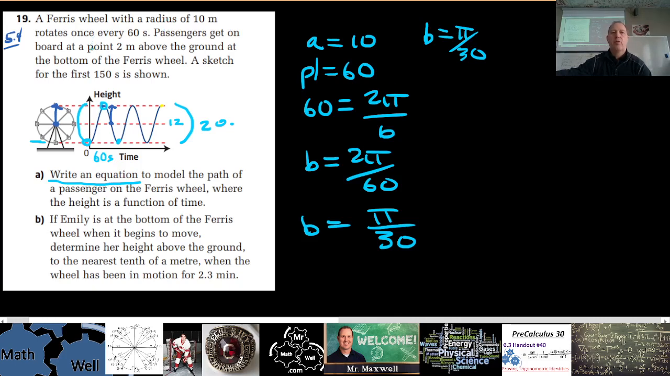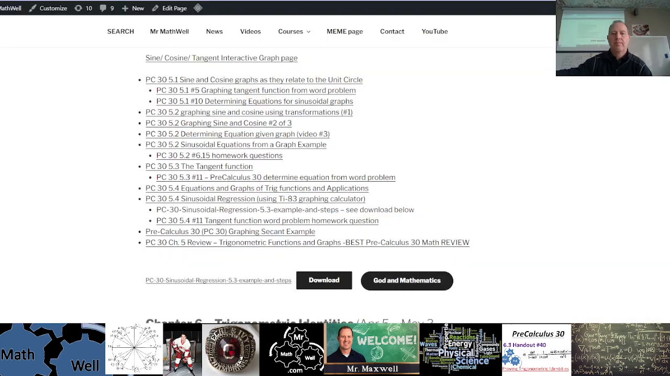Passengers get on board at a point 2 meters above the ground. So going back to our little diagram here, this is 2 meters. That's the lowest point of the Ferris wheel, is 2 meters. So if I have 2 meters here, then this maximum point is 2 plus 20, which is 22, right? So on your little diagram, the maximum point should be right here, should be 22.